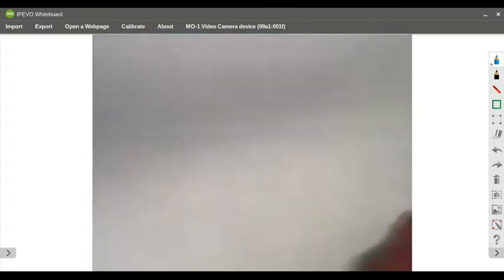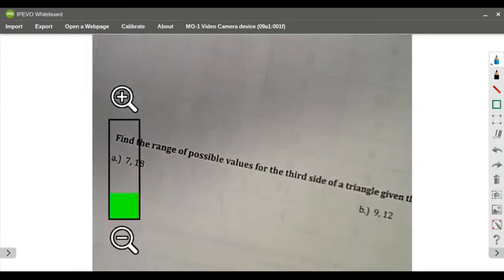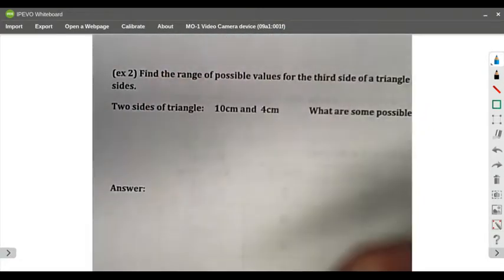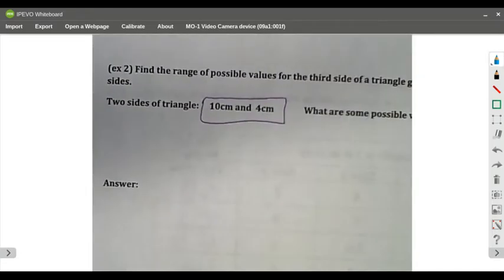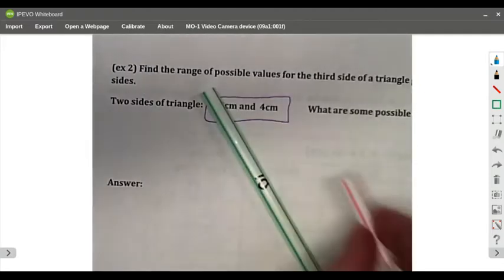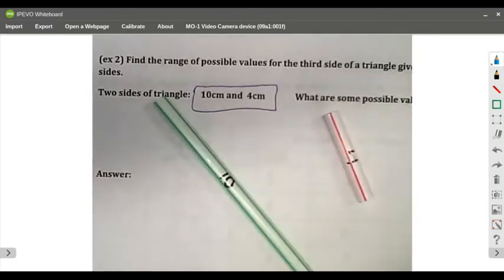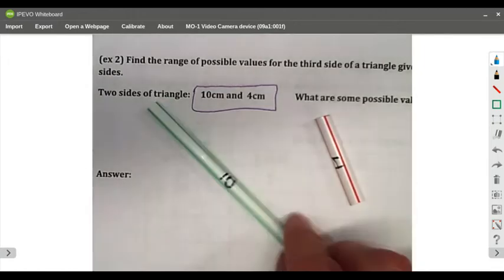The last thing that we do in this section is sometimes you are given two values. So if you look at example 2, we're given that 10 centimeters and 4 centimeters are two side lengths. So think about if I had my 10 and my 4. What are some possible values that would make a triangle for the third side? That's what I'm trying to say here.